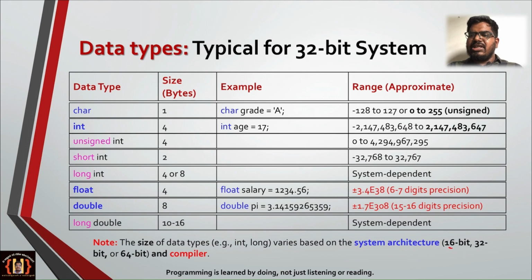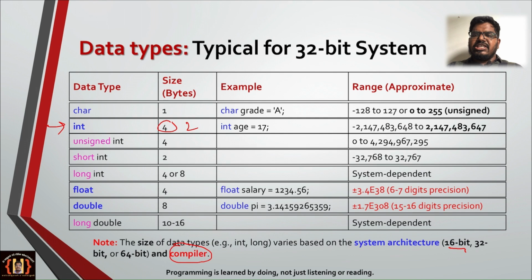Meaning for 16-bit systems, for example, an int variable could be 2 bytes instead of 4 bytes. Similarly, for 32-bit systems it may be different, and for 64-bit systems it may be different. And not only system architecture, it also depends on the compiler being used in that system.